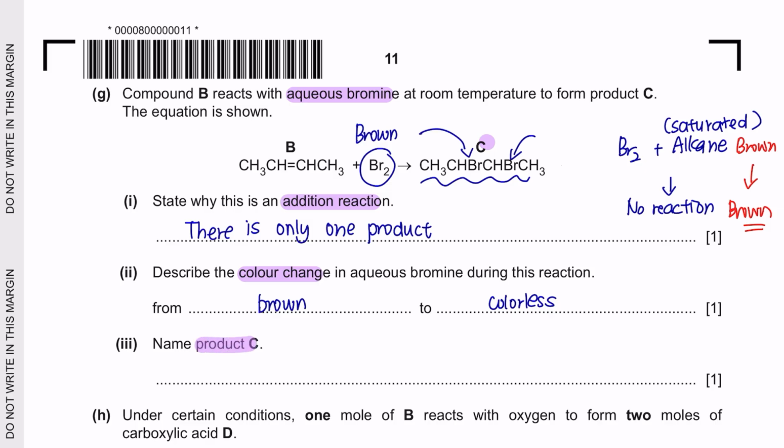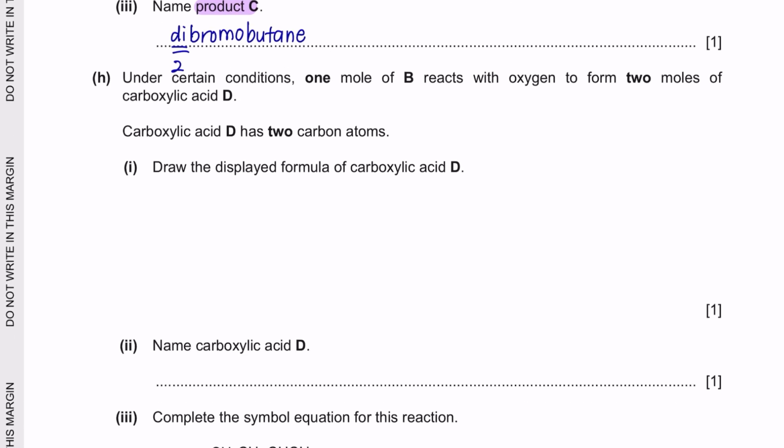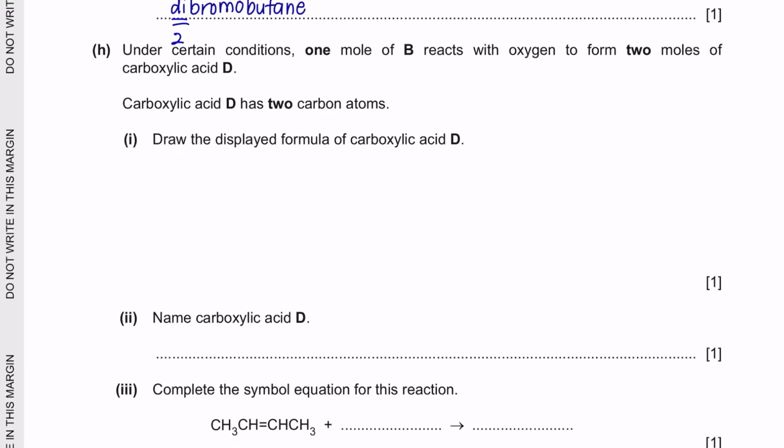Next, name product C. Product C is butene becoming butane since it lost its double bond by accepting 2 bromine. So once it accepts the bromine, it will be dibromo. Di because there are 2 bromine. Next question H. Under certain conditions, 1 mole of B reacts with oxygen to form 2 moles of carboxylic acid D. Carboxylic acid D has 2 carbon atoms. Draw the displayed formula of carboxylic acid D.